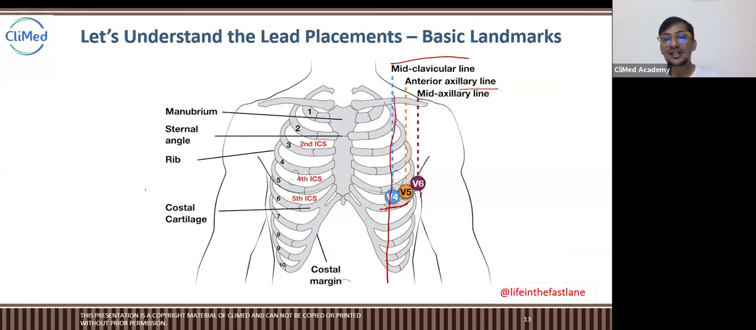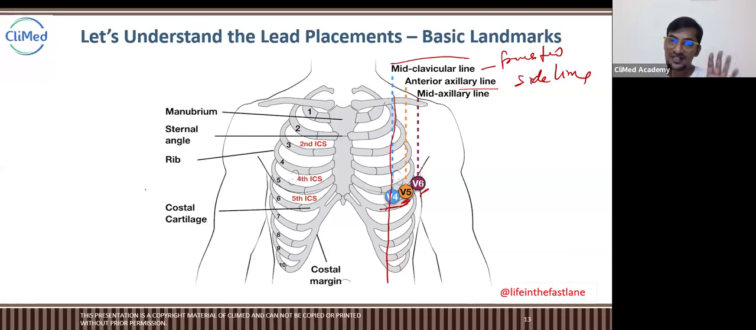Mid means if you cut it vertically, in the standing position, it will be vertical, either you cut from the front or the side. So axillary is the side line, and clavicular is the frontal line of the heart. When it is the anterior side of the axillary, we put V5, and at the mid axillary line we put V6, and this is the anatomy.